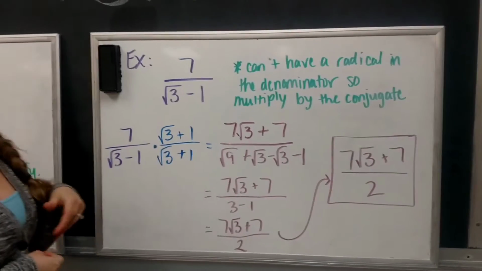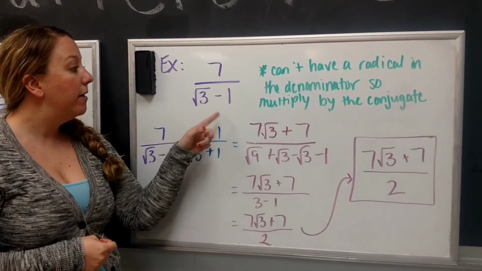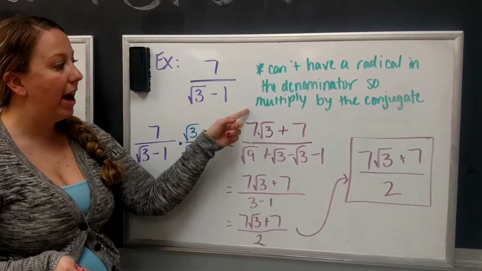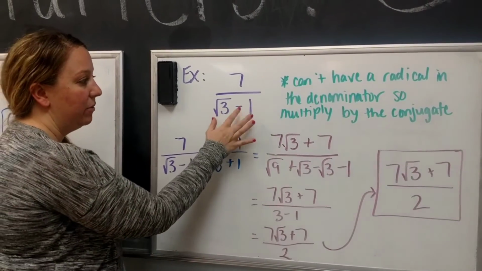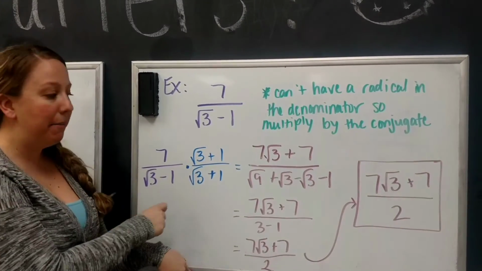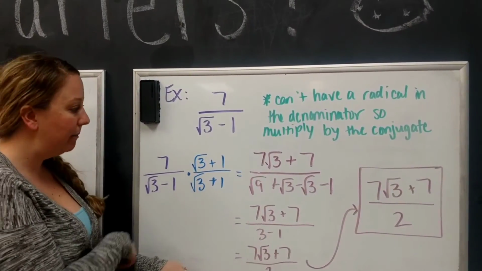And our last example is one with division. So I have 7 over radical 3 minus 1, and you can't have this radical in the denominator, which you know, so you have to multiply by the conjugate. And the conjugate is whatever this is with the sign changed. So my 7 over radical 3 minus 1, I'm going to multiply numerator and denominator by radical 3 plus 1.